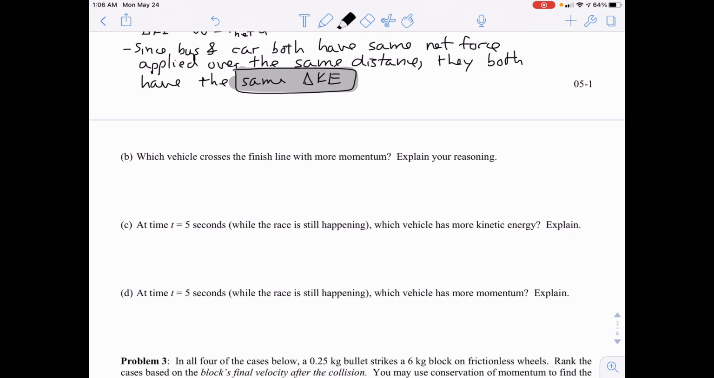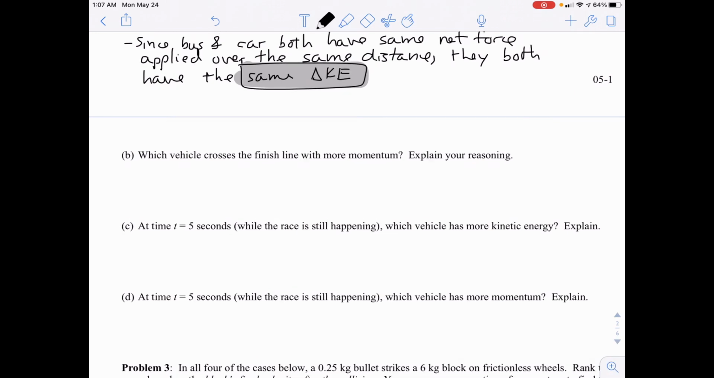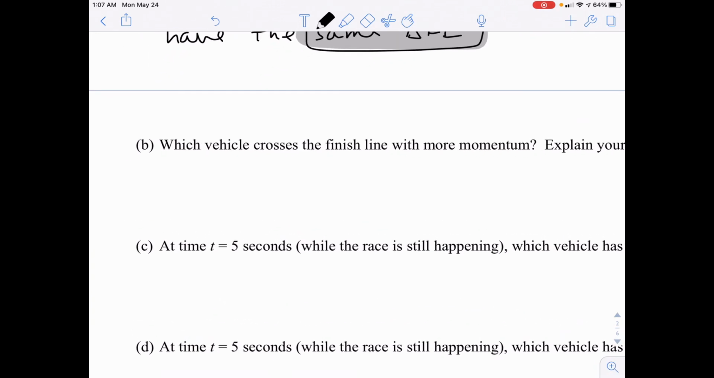Part B. Which vehicle crosses the finish line with more momentum? Explain your reasoning. Again, they both have zero momentum to start with, so we're comparing the change in momenta of these two objects. So change in momentum is equal to mass times delta V, but it's also equal to force times time.